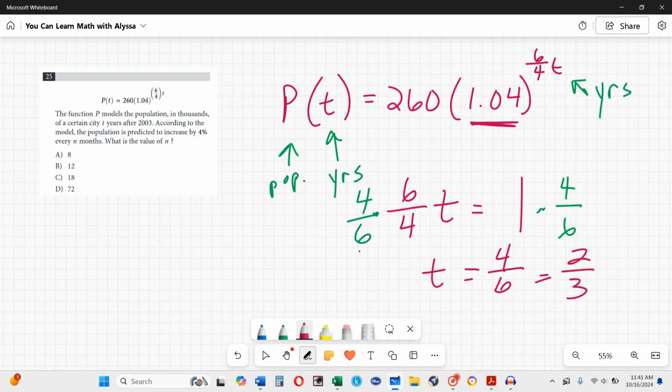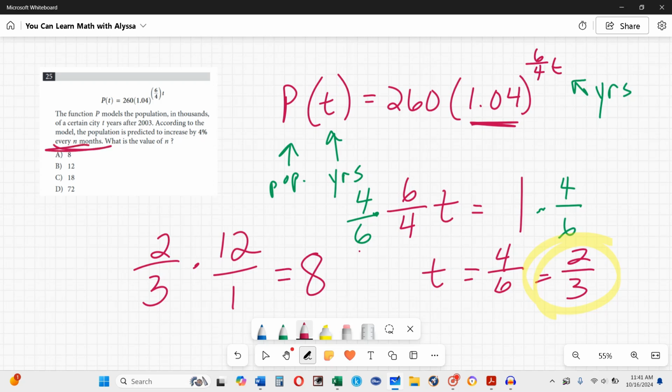Now we're told t is the number of years. So we don't want t to be a full year, we want it to be 2/3 of a year. Well, how many months are in a year? There are 12 months in a year. So what is 2/3 of 12? It is 8. So in 8 months, this is going to increase by 1.04. And that is my value of n, because that's what they wanted to know. They wanted to know how many months, and that is A. 8 is my answer.